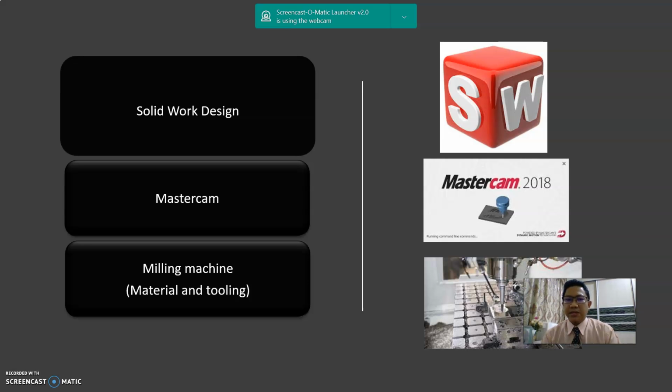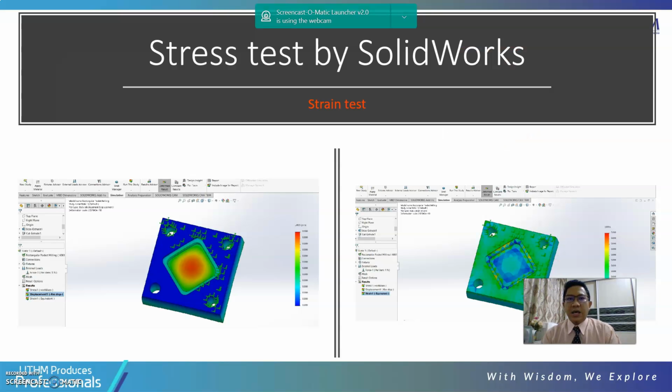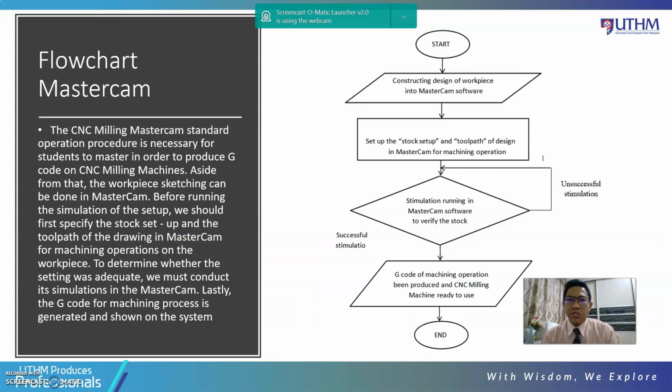Here is the material and tooling. Okay, for the product we also use SolidWorks to test stress, and also strain test. Here we can see the picture of the stress test. The product is a rectangular pocket for the milling machine. And here is the flowchart of Mastercam.